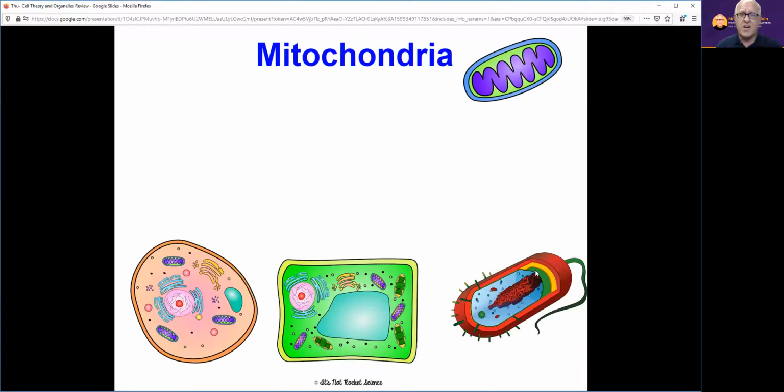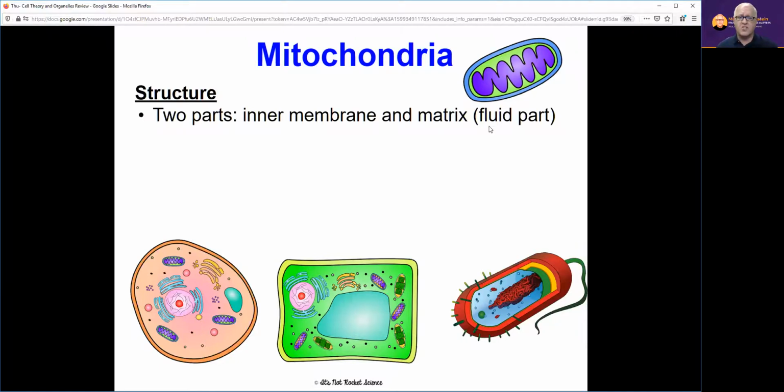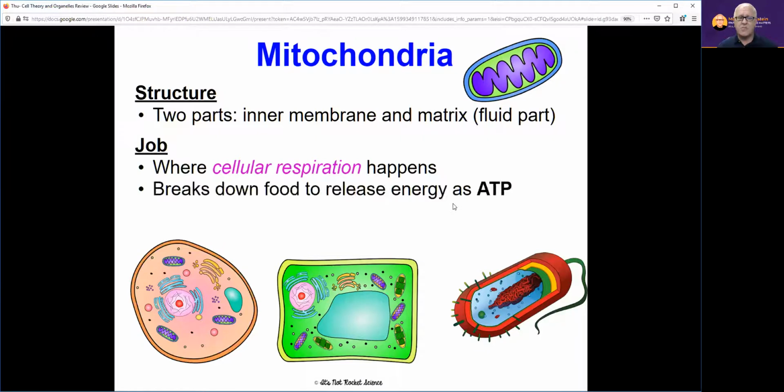We then have the mitochondria. The mitochondria, its structure is an inner membrane and a matrix, or the fluid part. Its job is where cellular respiration occurs, and it breaks down food to release energy as ATP. ATP stands for adenosine triphosphate. And it is considered the powerhouse of the cell. The mitochondria is the powerhouse of the cell.